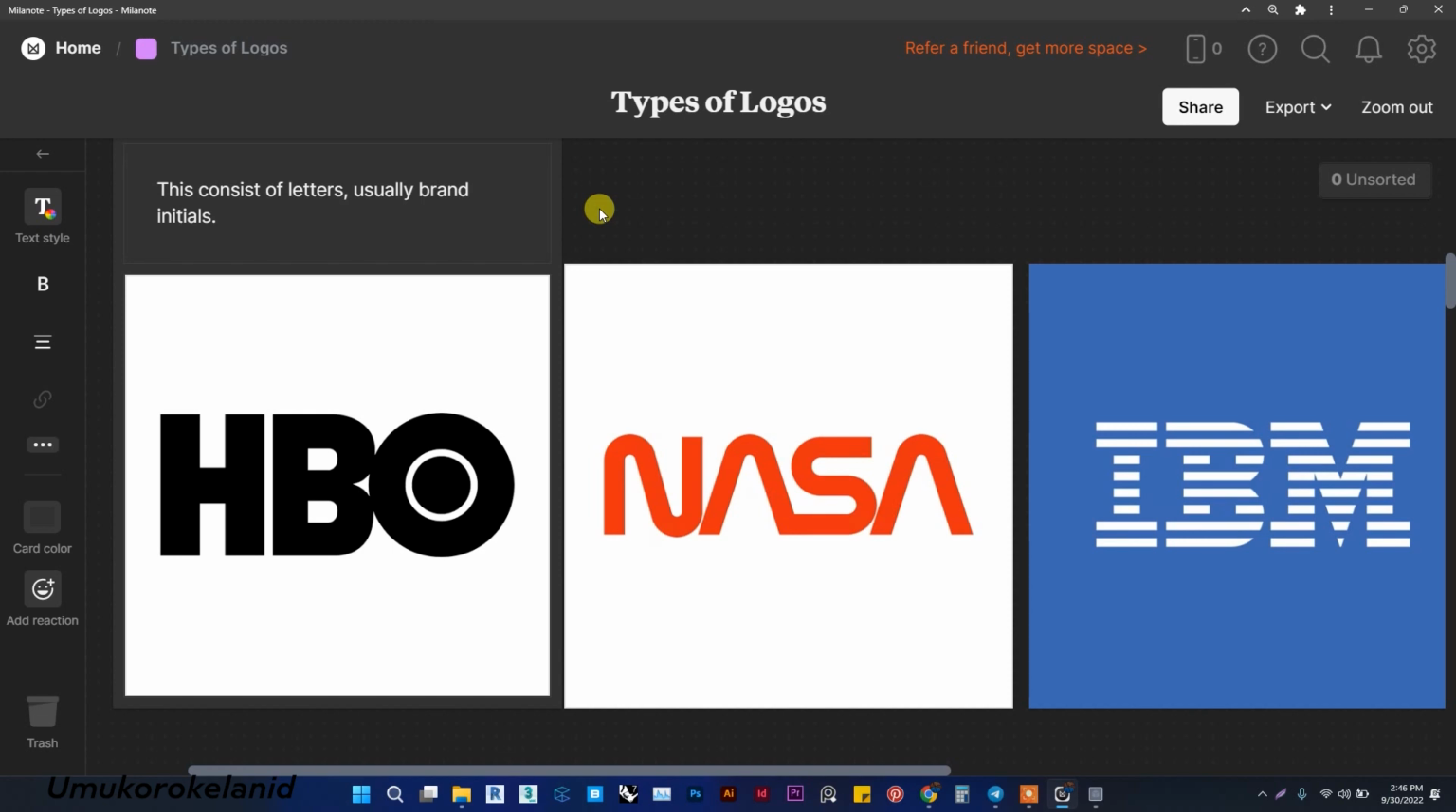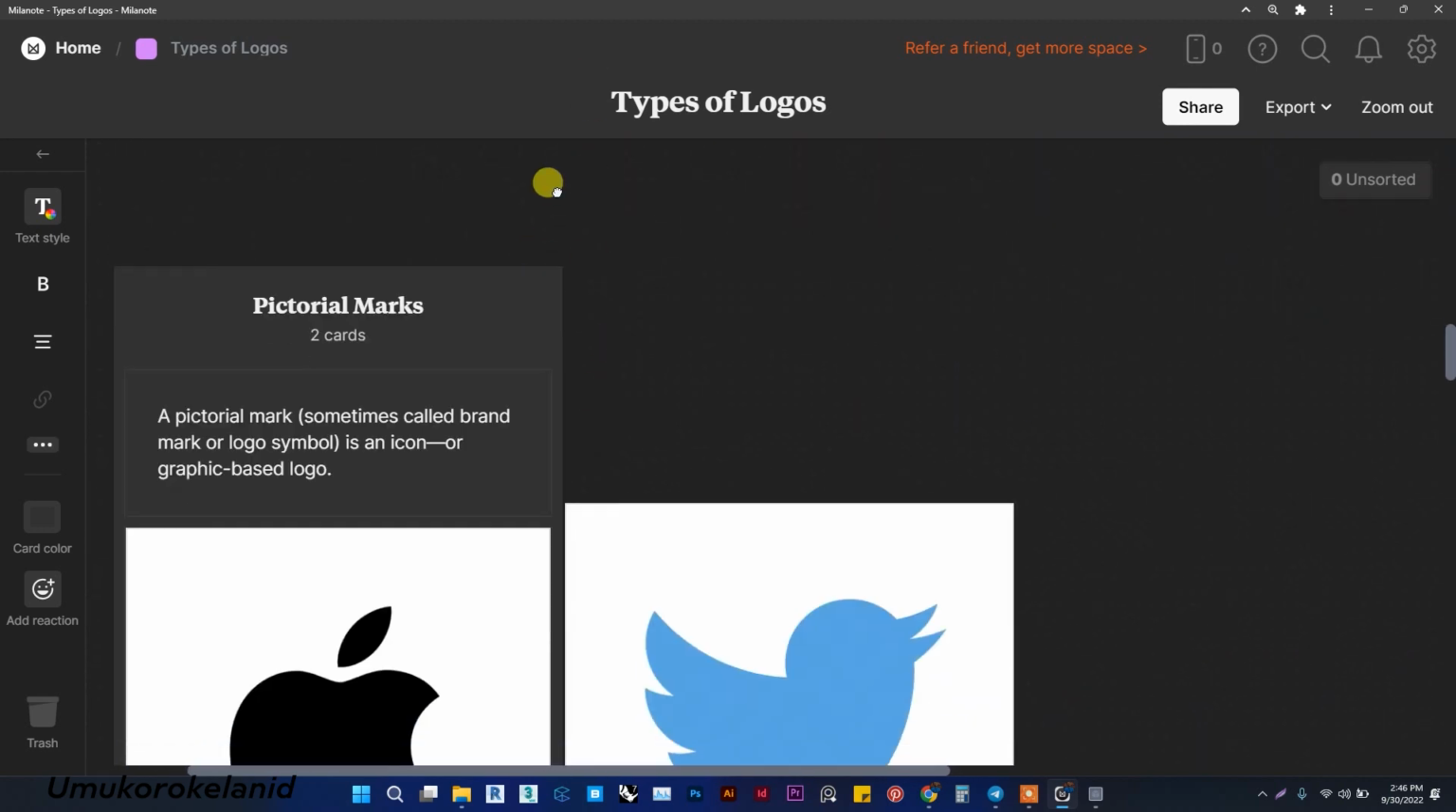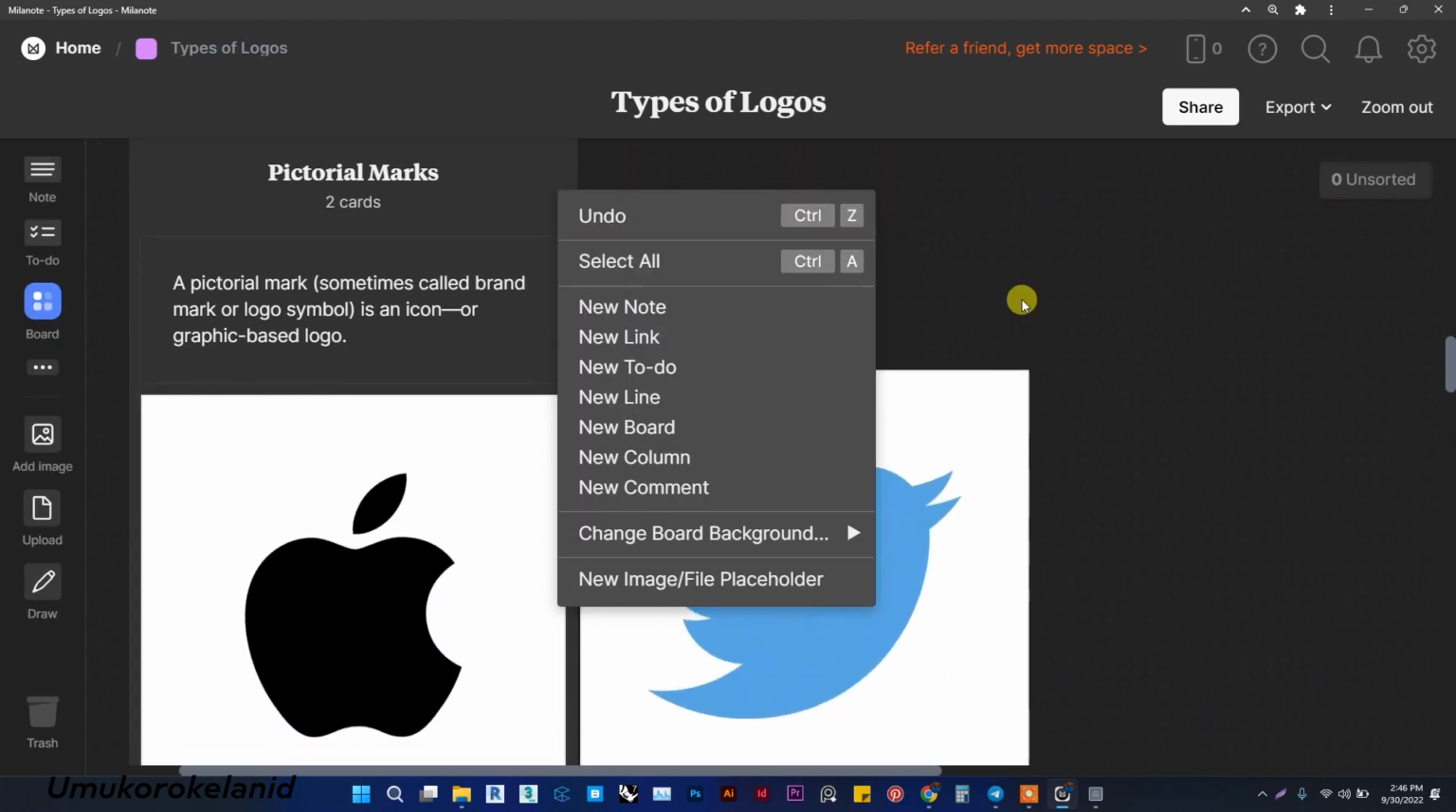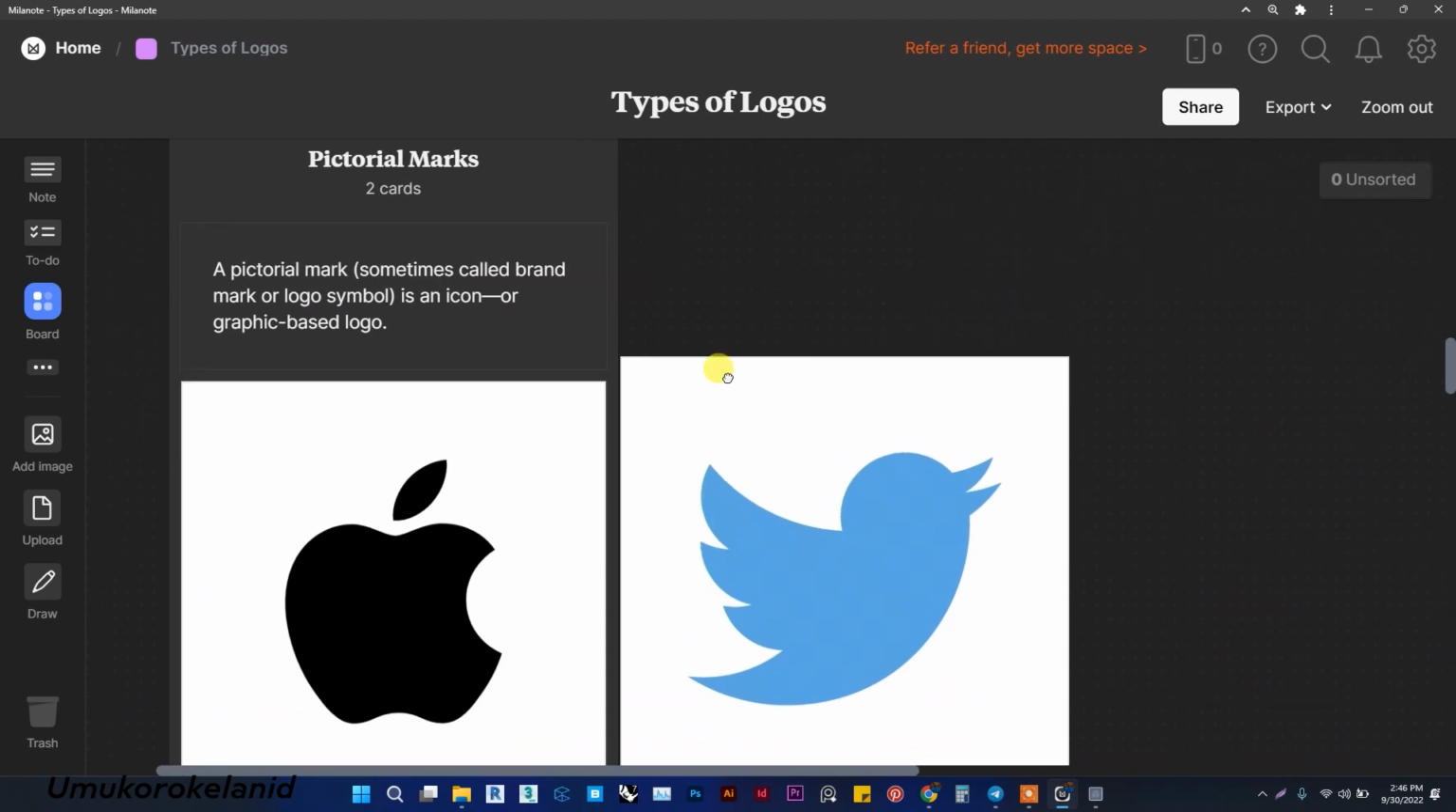So the monogram logo is the number two type of logo that we have, and these are examples: HBO, NASA, and IBM. It only comprises the initials of the company or the brand. So number three, we have pictorial marks. Pictorial mark logos are sometimes called brand marks or logo symbols. A perfect example is the Apple icon. Definitely, you will see the Apple icon at the back of every iPhone or MacBook.